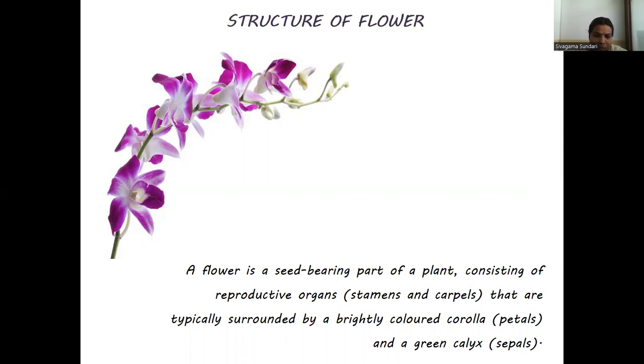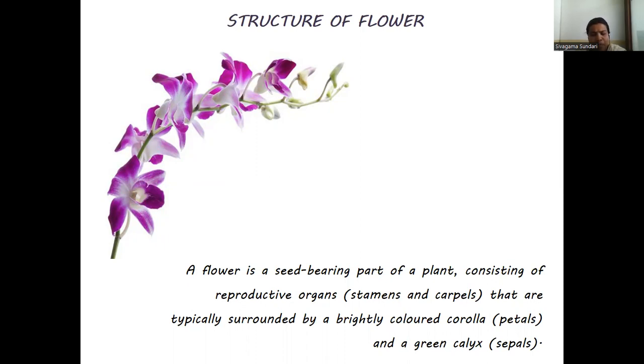So what do you mean by flower? A flower is a seed-bearing part of the plant. Seed bearing means a flower is the reproductive part of the plant. If you take any flower of an angiospermic plant, you can have a male sex organ as well as a female sex organ. In the male sex organ, we have the pollen grain, stamen, and so on. In the female sex organ, we have carpels.